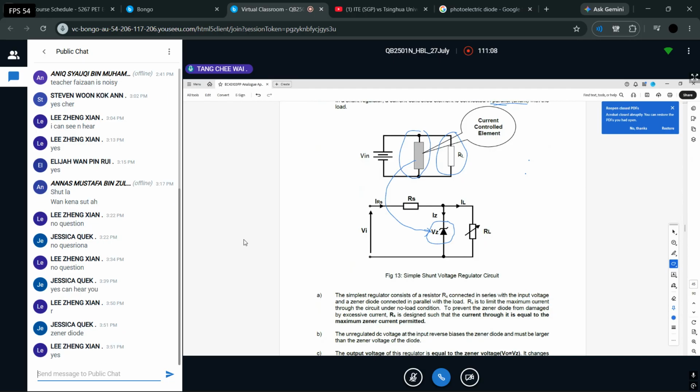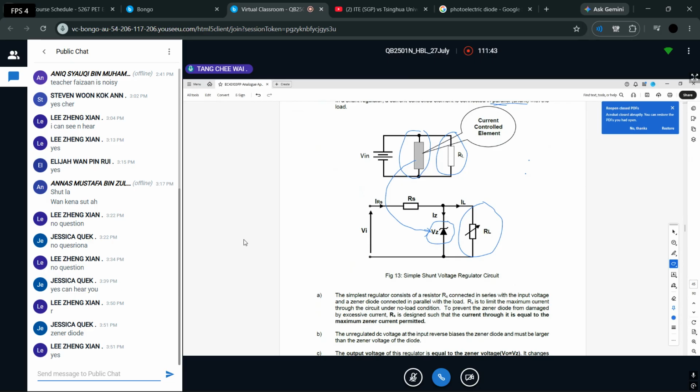Now, the Zener diode is very common. You all must know by now it is used as a voltage regulator, because it has a very special characteristic. It operates in the reverse bias condition, opposite of a normal diode. Because of that special characteristic, it's able to maintain a very stable voltage at the output. So this is a Zener diode used here as a control element.